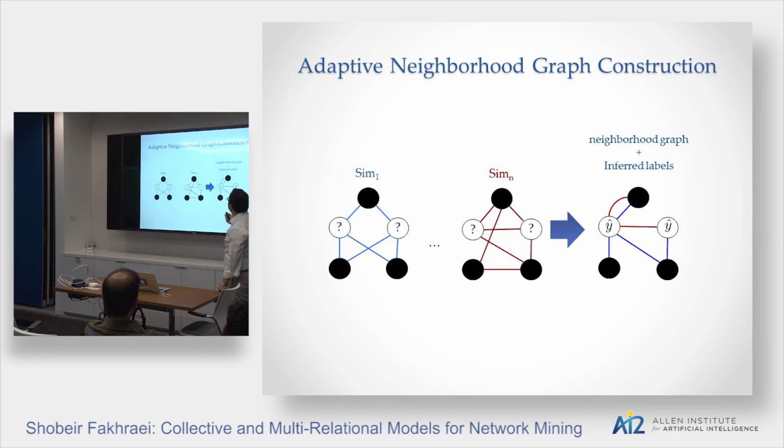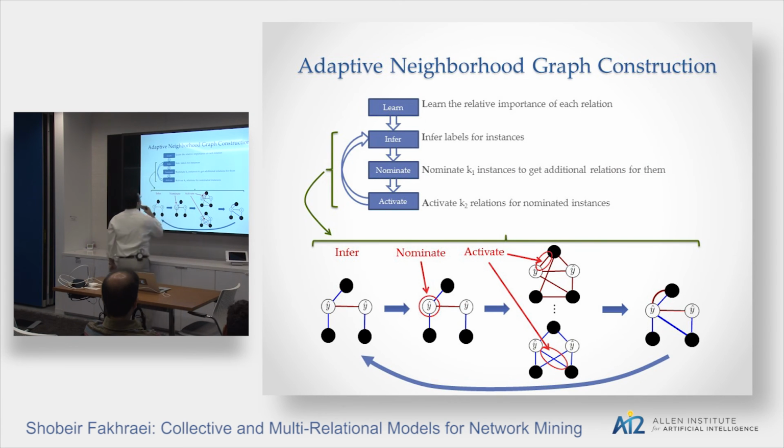So this is ongoing work, and I have preliminary results on it. We came up with an iterative approach that starts by learning the importance of each relationship. We initialize the neighborhood graph, learn the importance of each relationship, and then infer some initial states of the variables. Then we nominate some of the variables to get more similarities for. We could have different heuristics for this. And then for these nominated instances, we could activate some similarities, again based on some criteria, and then add them to our graph.